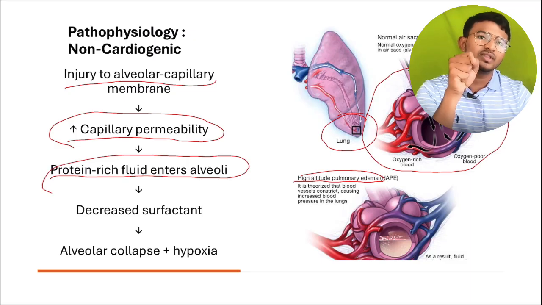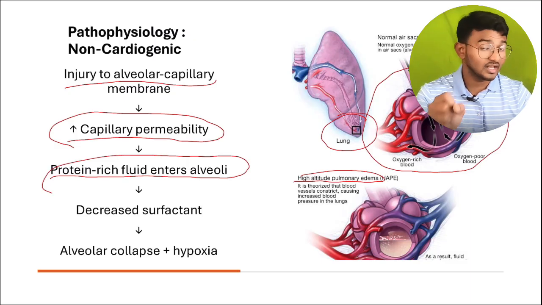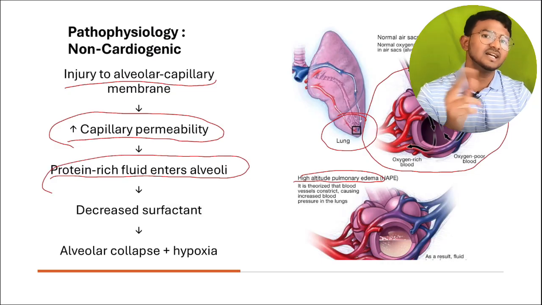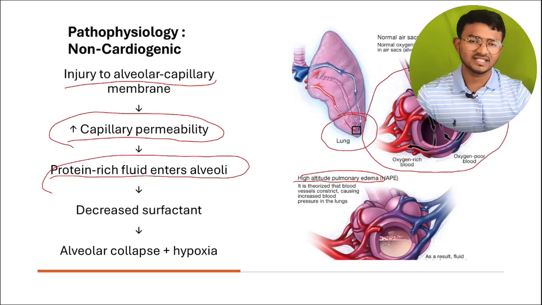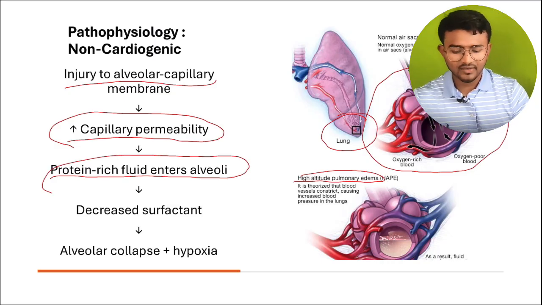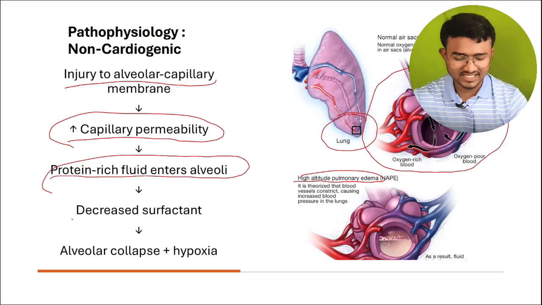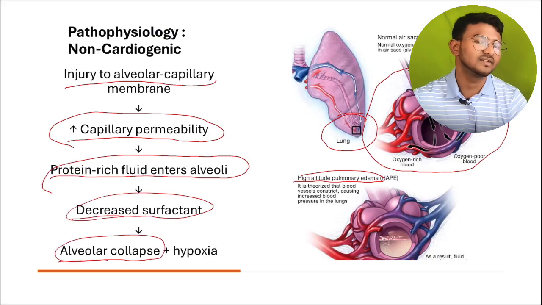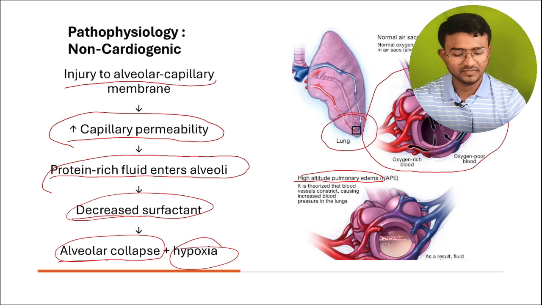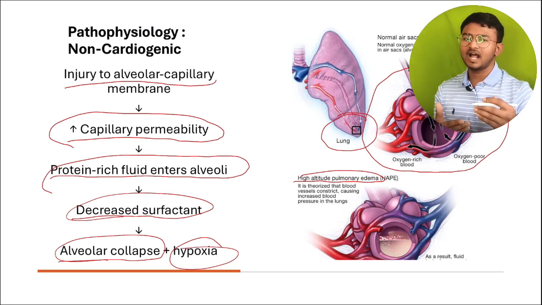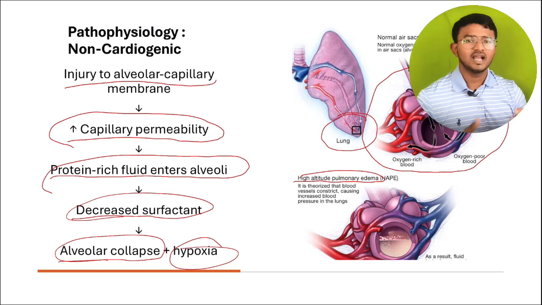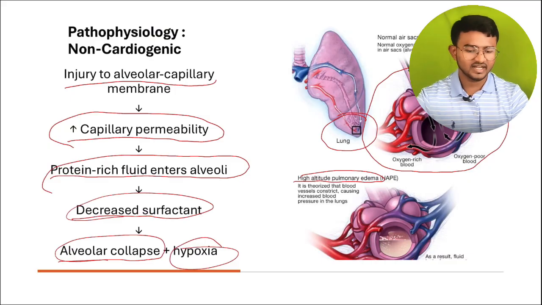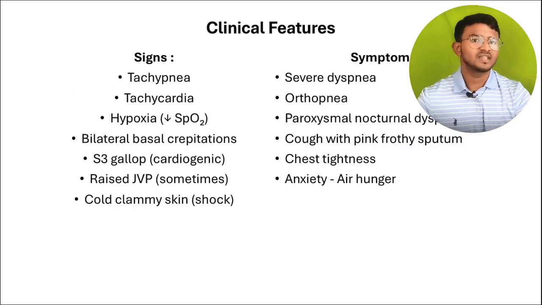So the air is not going inside the alveoli, and there is no gas exchange, and it will cause respiratory distress, hypoxia and impaired gas exchange. Here the decreased surfactant makes the alveoli collapse, and it will lead to hypoxia. So this is the step-by-step pathophysiology of non-cardiogenic pulmonary edema. Okay, next one, clinical features.